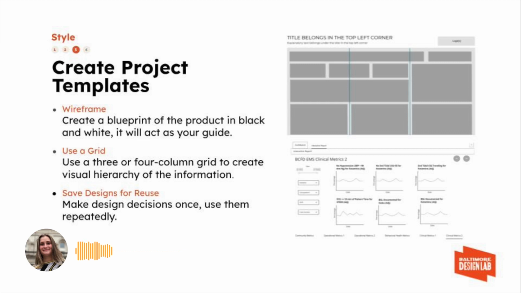Using a 3 to 4 column grid can help you organize the arrangements of your charts and information into a visual hierarchy, which will guide your user through reading the report. And then grids also create white space, which is super important for readability.